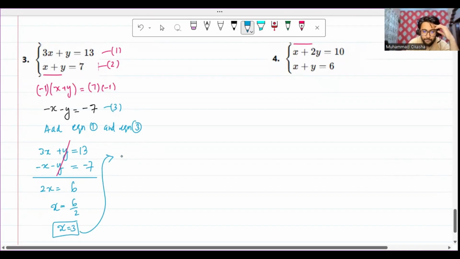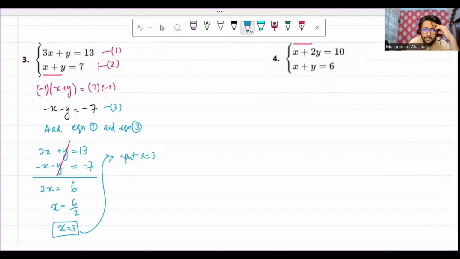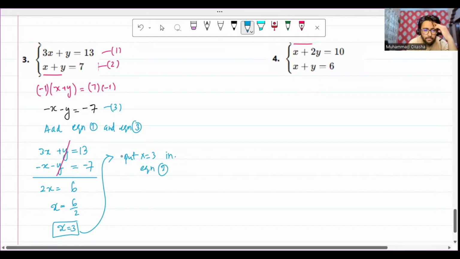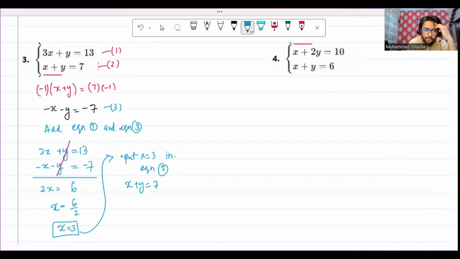Okay, next. Not only do we have to find the value of x, but also we have to find the value of y. So put x equal to 3 in any equation you want. Let's put it in equation 2. Try to put it in the simplest equation so that you don't have to do a lot of maths. x plus y equals 7. Instead of x, put a 3.